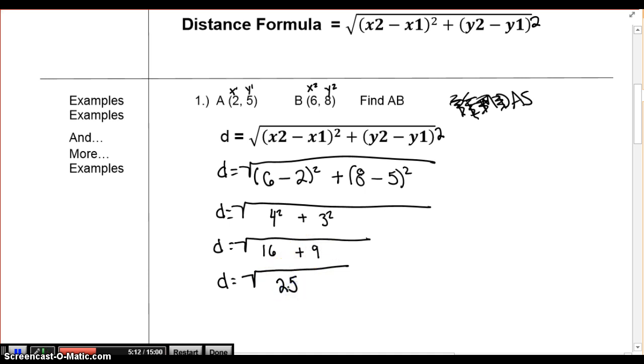Now you're at the very, very last step. This is kind of like yesterday. I got the square root of 25 and the square root of 25. That's going to get me just 5. That's your answer. That's it.